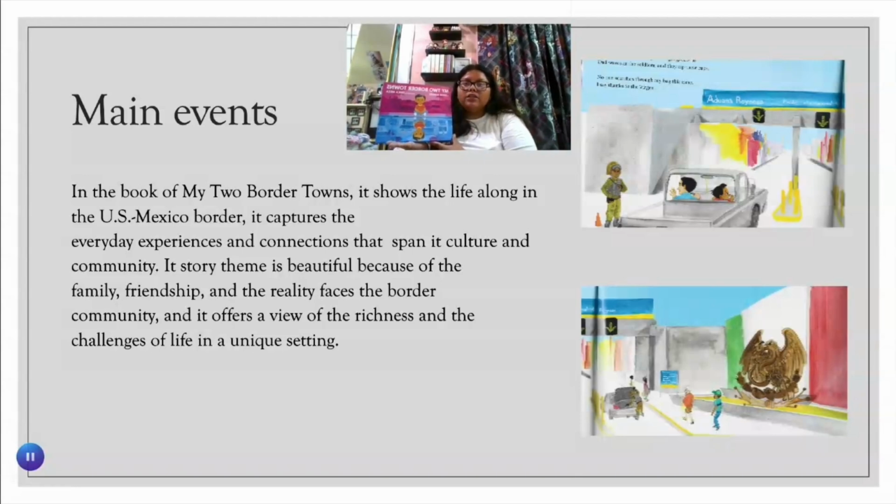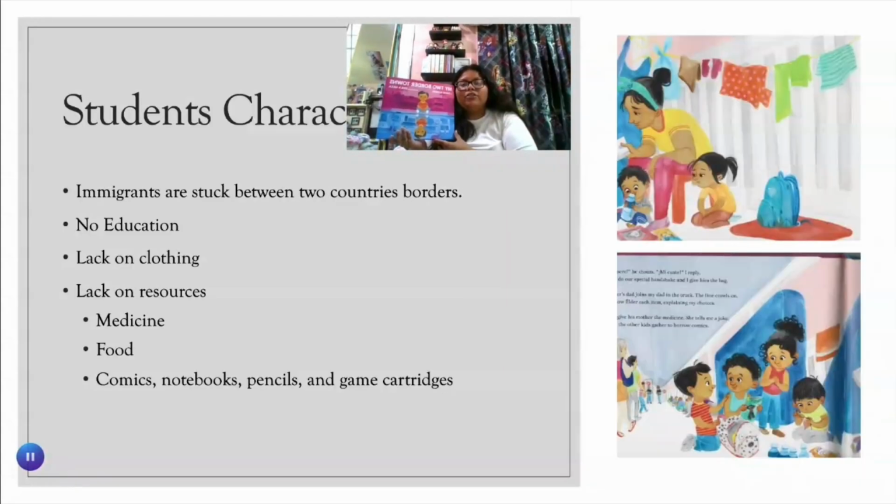Main event: the story is set along the US-Mexico border, alternating between the young boy's family home in the US border town and the Mexican border town where his friends and extended family reside. Characteristic: the book addresses social, cultural, and economic issues specific to border towns, offering insights into the challenges faced by residents on both sides of the borders.